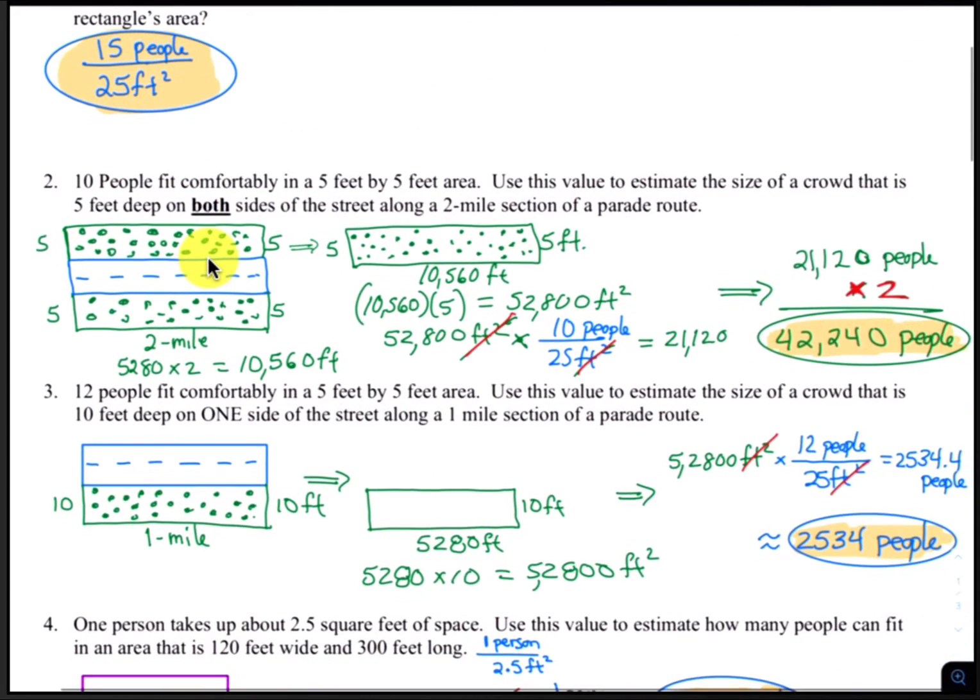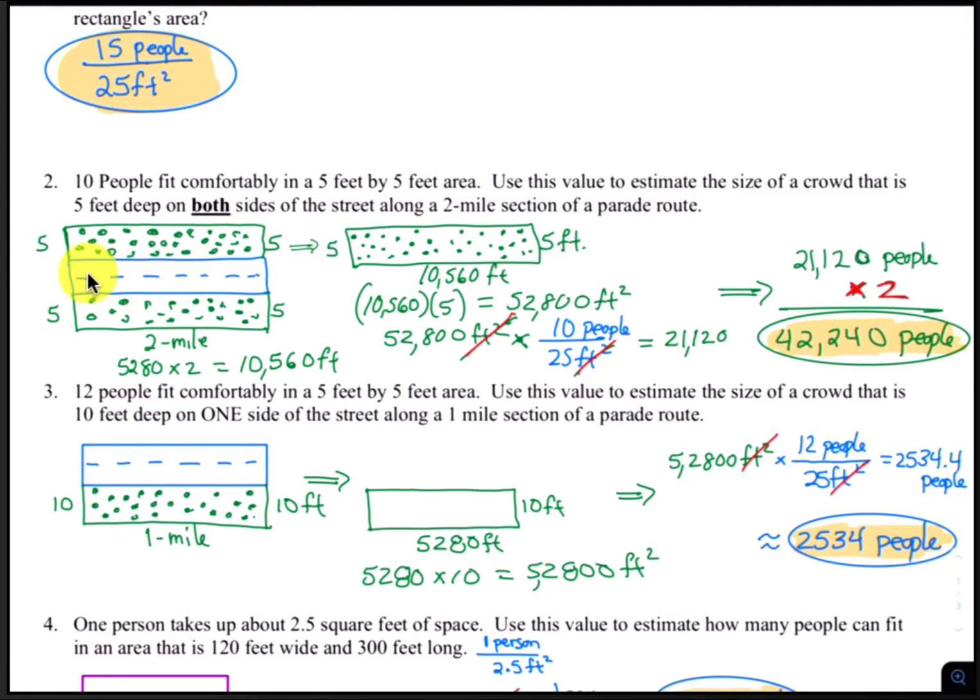Question number 2. 10 people fit comfortably in a 5 feet by 5 feet area. Use this value to estimate the size of a crowd that is 5 feet deep on both sides of the street along a 2-mile section of the parade route.